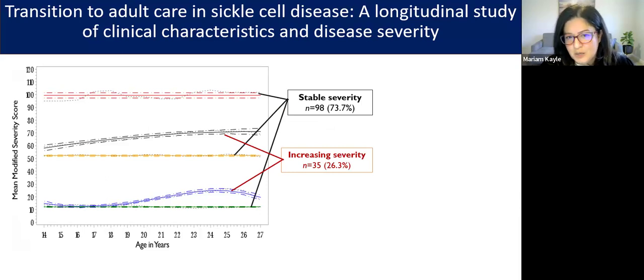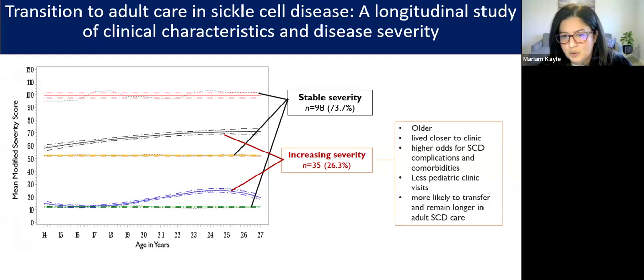To have adequate numbers in both. And then we did a univariate analysis followed by a logistic regression model to identify the characteristics of those two groups. The patients in the increasing severity groups were older, they lived closer to clinic, and they had higher odds of sickle cell complications such as acute kidney disease, which was an interesting finding. They had fewer pediatric clinic visits, but were more likely to transfer and remain in adult care, which could be because they had more severity, so they were having more frequent visits.